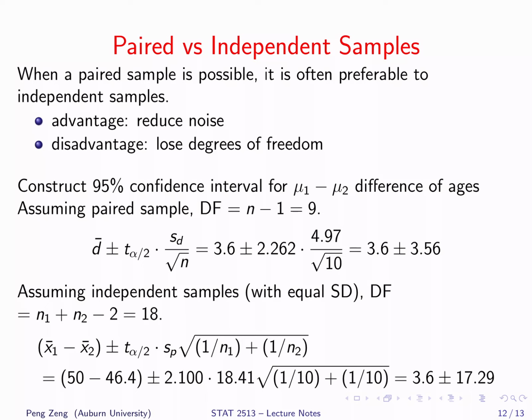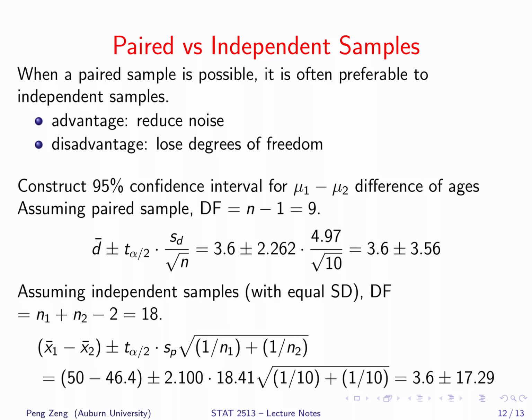When comparing paired T procedures with independent T procedures, what are the pros and cons? The advantage is to reduce noise, or simply, it will lead to a more accurate answer. The disadvantage is it loses degrees of freedom. In statistical inference, we always prefer larger degrees of freedom. Let's illustrate the issues in examples.